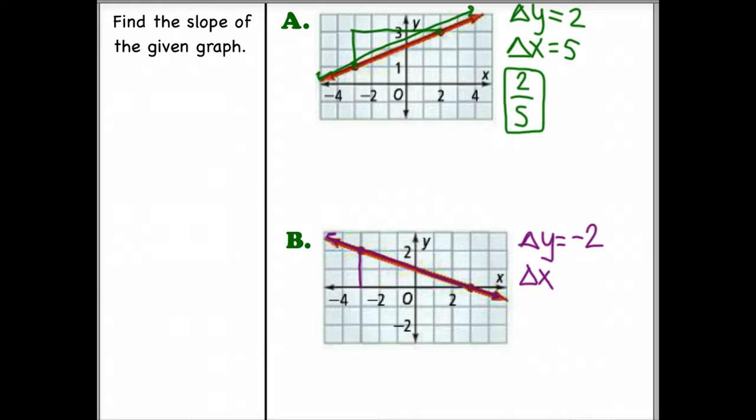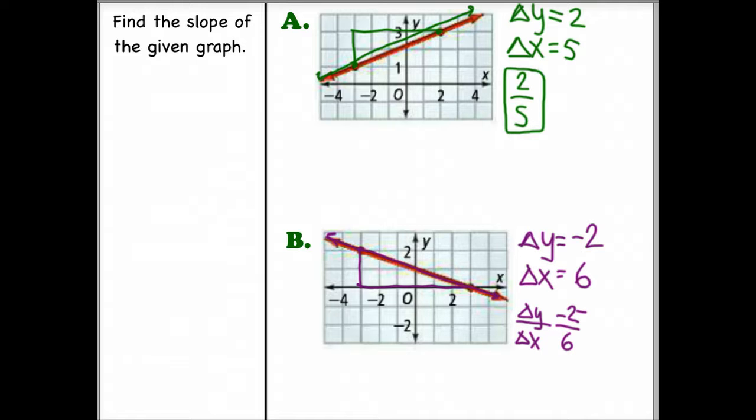Now I want to talk about our horizontal change. And from this point, we are going 1, 2, 3, 4, 5, 6. We are going to the right 6, or positive 6. Now we're going to write it as the change in y over the change in x. So we have negative 2 over 6.